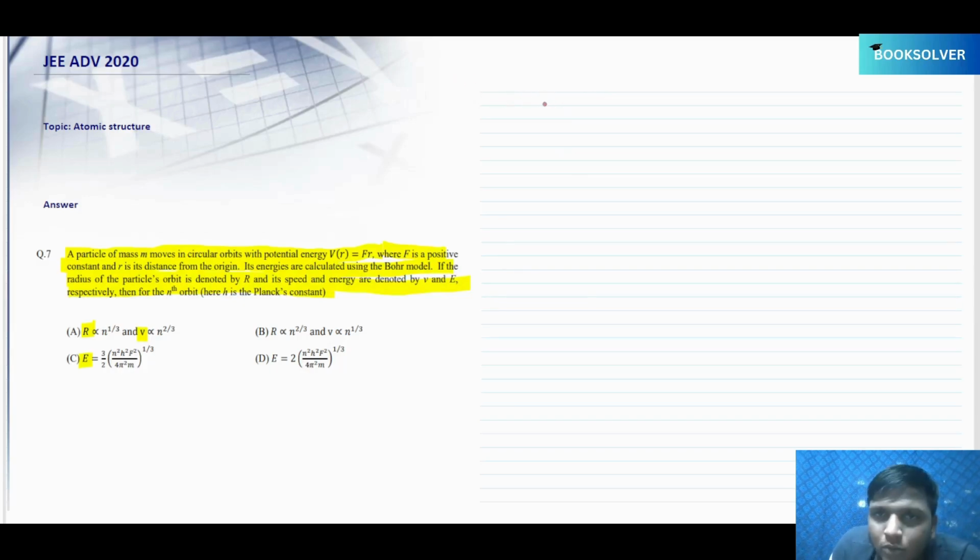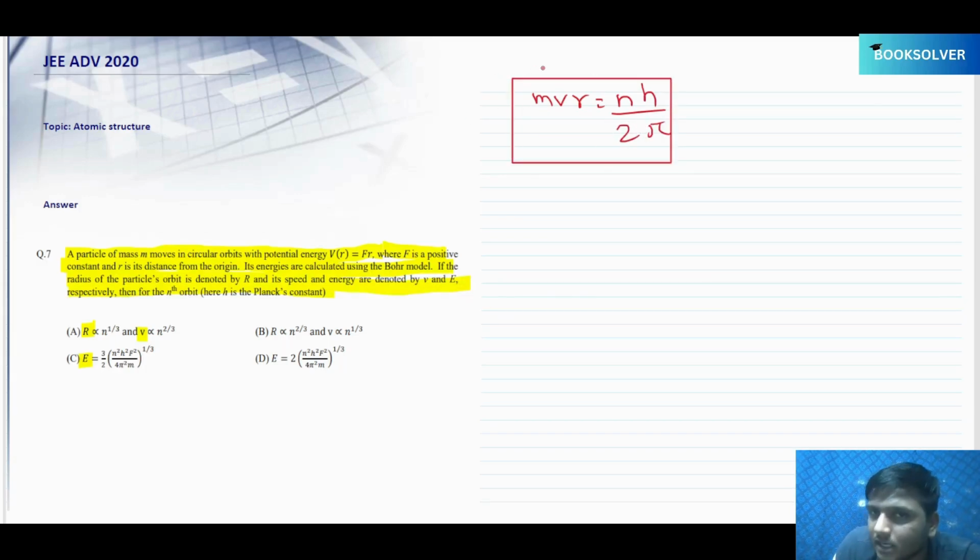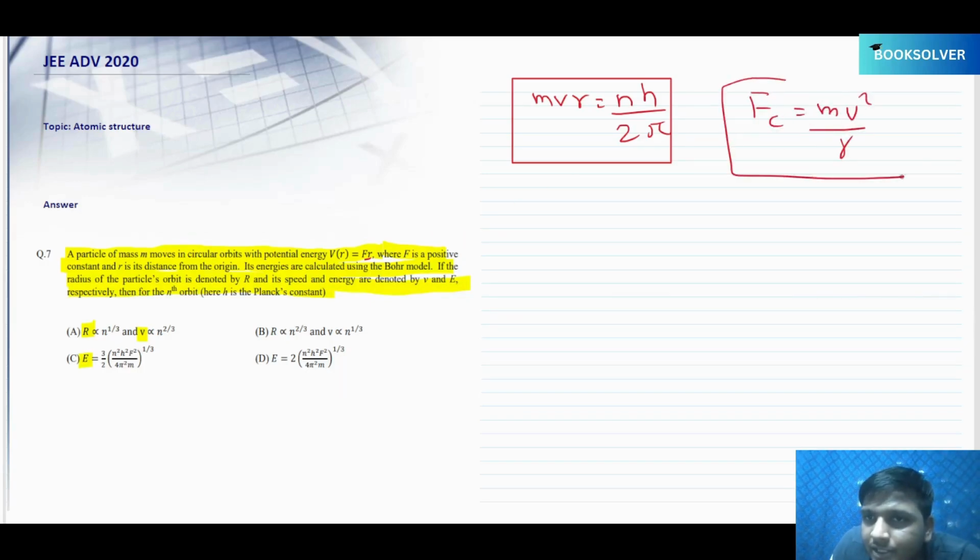The two things which Bohr has given are, first, mvr is equal to nh by 2 pi, that is, the angular momentum should be a multiple of h by 2 pi. This is the only thing Bohr has said, and the rest of the formulas we derive from general equations. The second thing is that the centripetal force acting is the attraction force, so we can write F_c is equal to mv square by r. Using these two things, we have to derive all those relations.